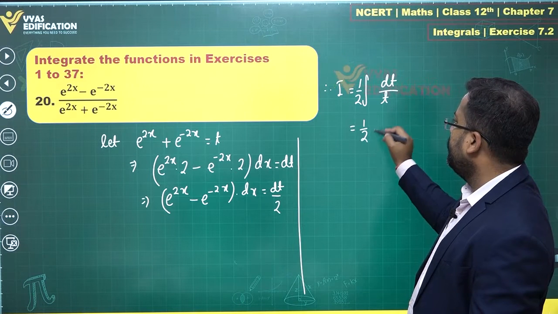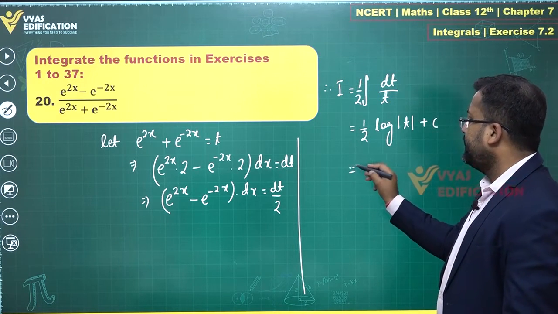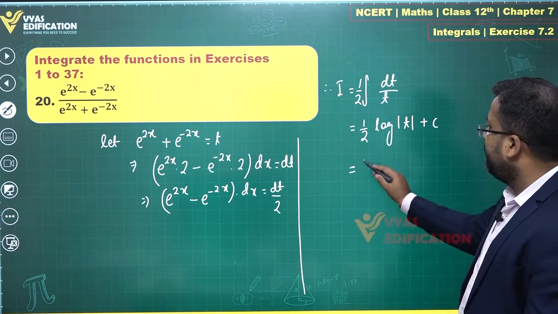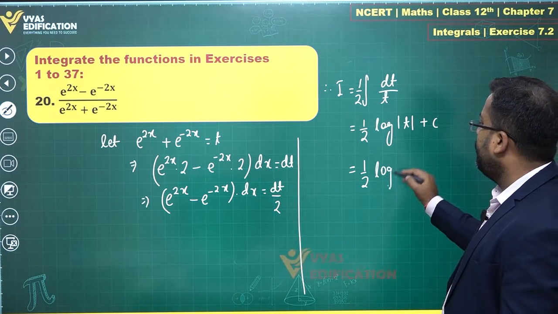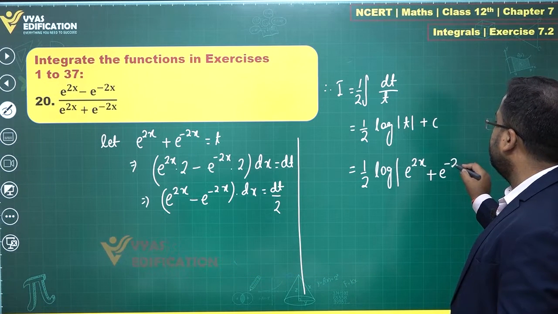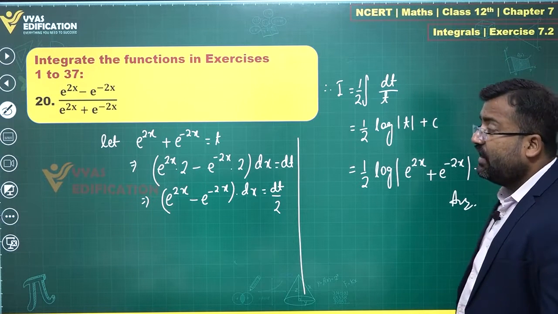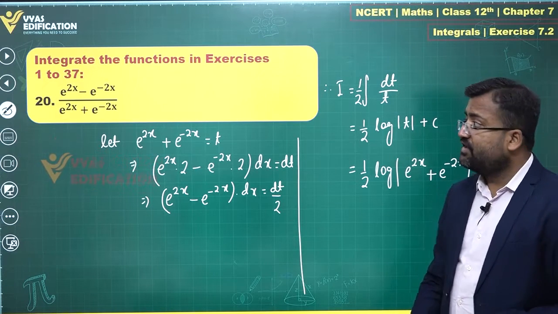This becomes 1 by 2 log modulus of t plus constant of integration, which is equal to what? This is half log of modulus e power 2x plus e power minus 2x plus constant of integration, and that is my required answer for this 20th question, as you can see over here.